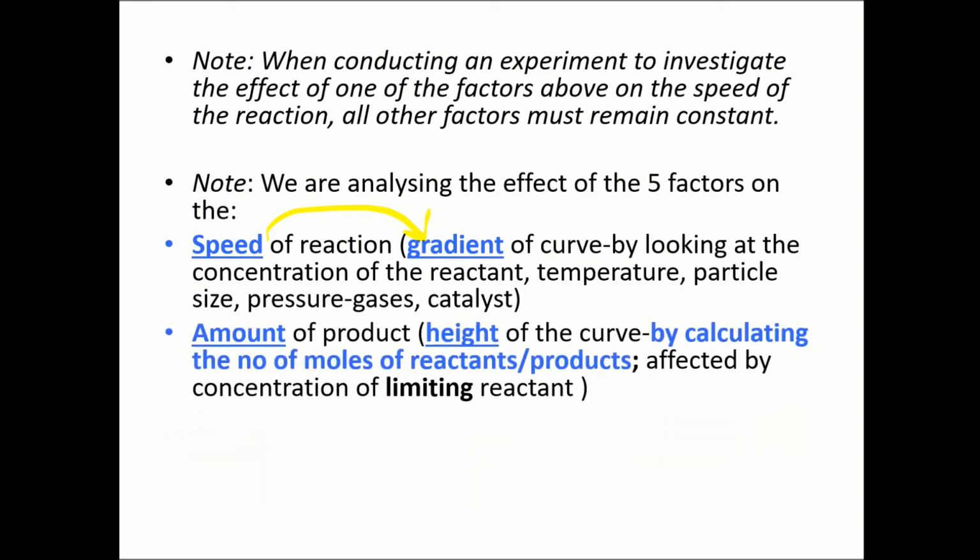And the second thing is we look at the amount of product formed, which affects the height of the graph. Meaning, when does the graph become having a gradient of 0. Okay, so the height of the graph will be showing you the amount of product formed, and we can actually calculate the number of moles of reactants or products, okay, that is either present or being produced. And usually this is affected by your amount of limiting reagent. Okay, so let's look at the first factor first.